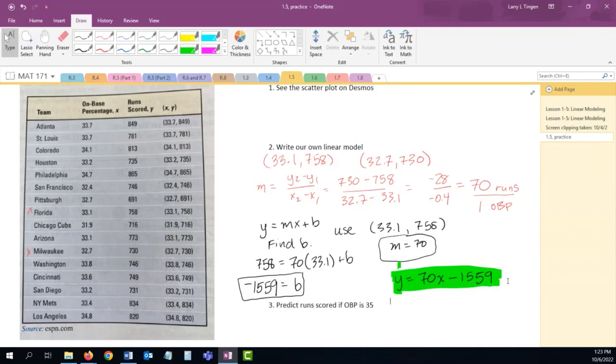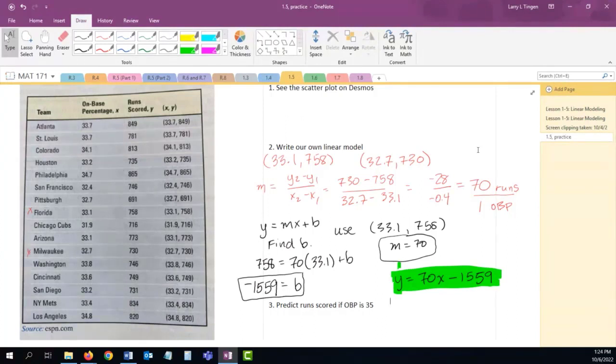So this line is useful for us, but it's only useful in my data set, in the values around x is 30 to 35. It doesn't do me any good for x greater than 100, because you can't have an on-base percentage greater than 100, and it wouldn't do me any good for negative x because I can't have negative on-base percentages. It also doesn't make a lot of sense for me really until the runs scored comes back positive. Does that concept make sense?